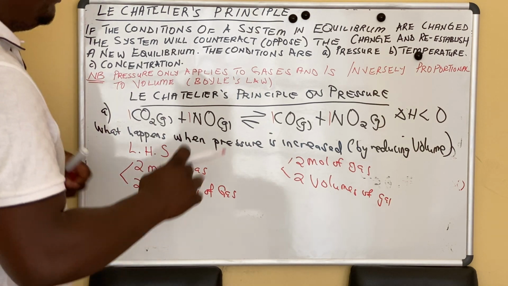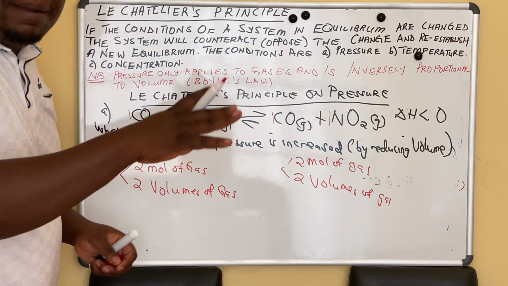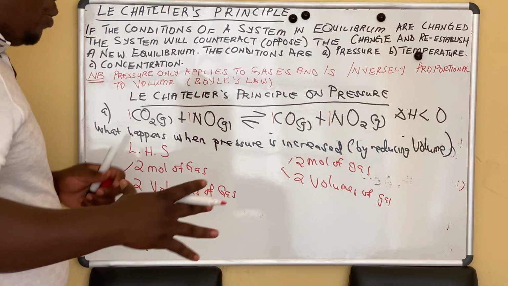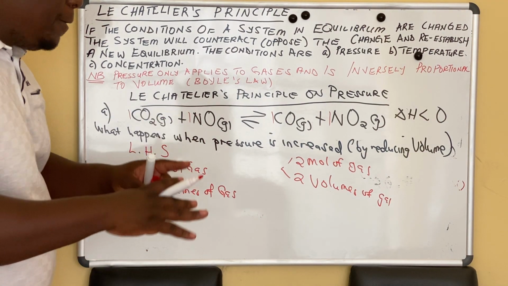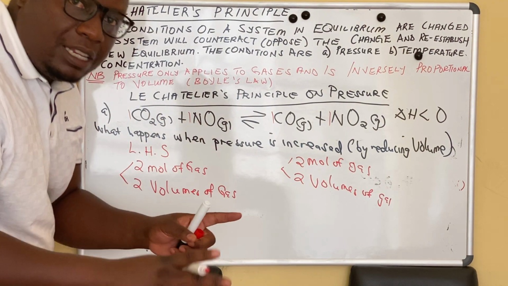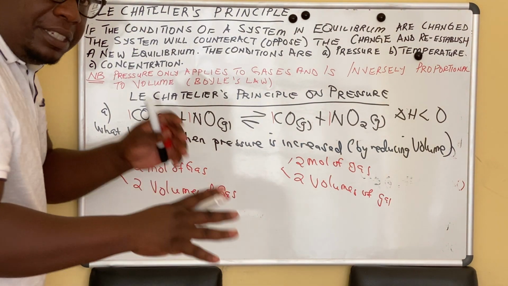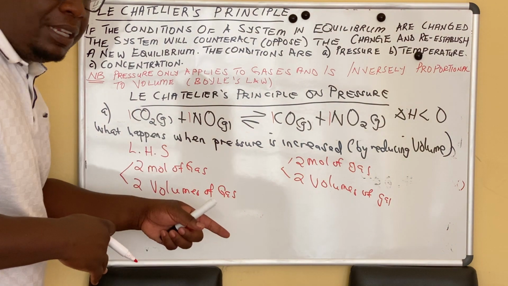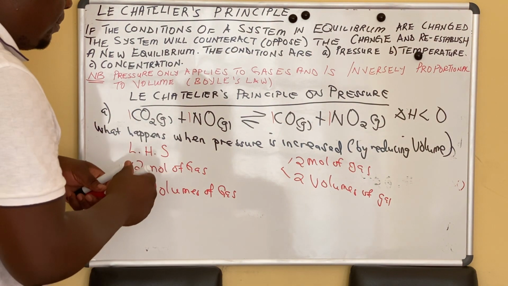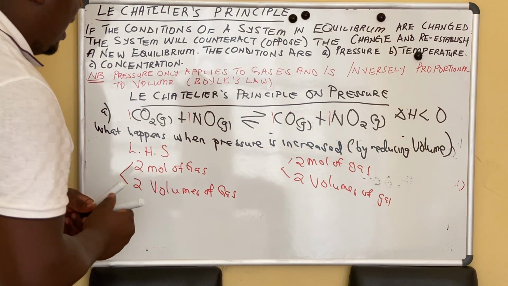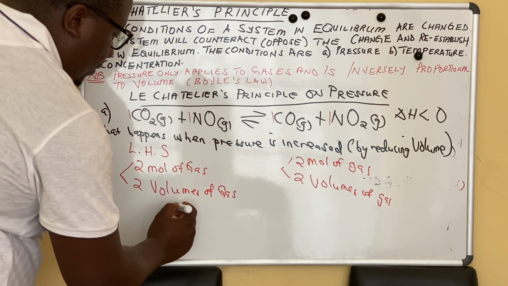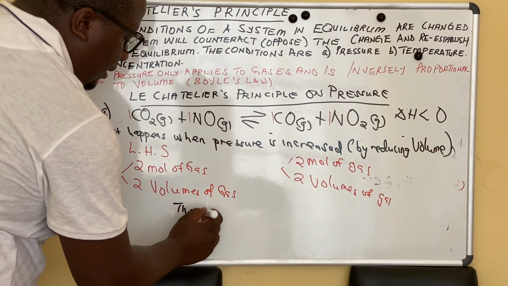the right hand side. So it means there is no side which is at a higher pressure, and there is no side which is at a lower pressure, because they are equal volumes of gas on both sides. So if there are equal volumes of gas on both sides, it means the pressure is balanced. So even if I increase the pressure, nothing happens. If I decrease the pressure, nothing happens. So the answer to that question would be, there will be no effect.